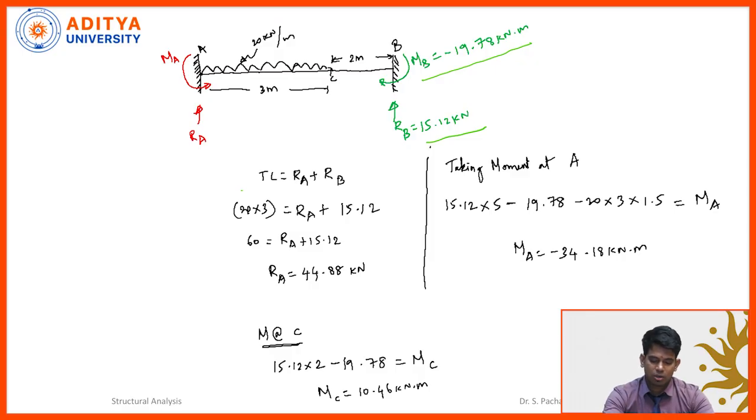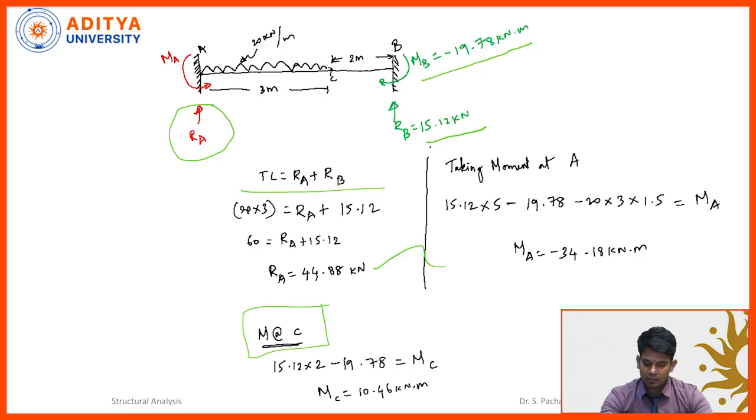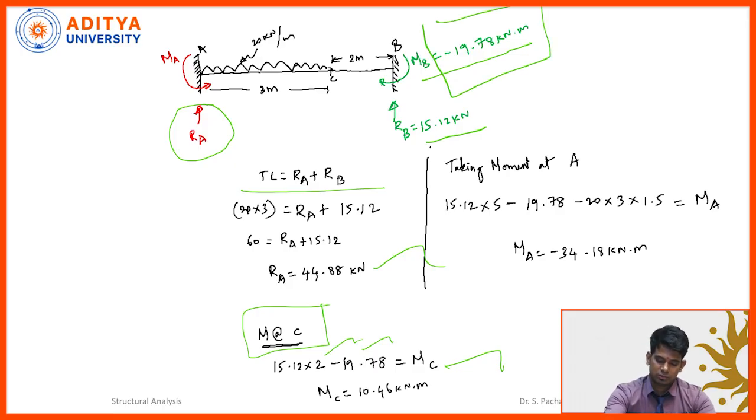So I can take the total load is equal to RA plus RB. Since we know the RB value, RA is calculated. So this also becomes green color now. And then taking moment at the point C, I am just calculating this value for drawing the bending moment diagram. So RA multiplied by the distance which we have as 2 meters and then minus 19.78 is the moment acting at the B support. So we will be getting the MC value.